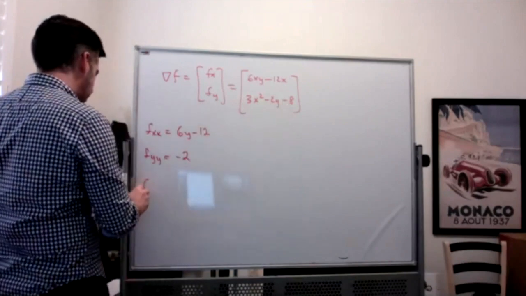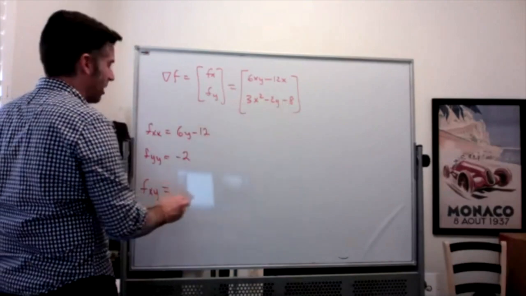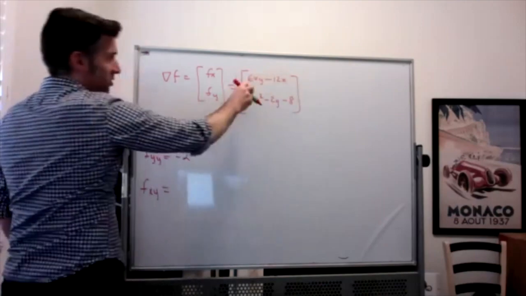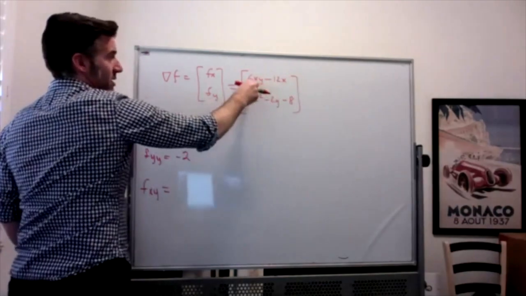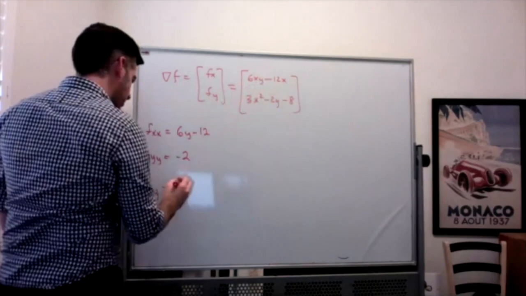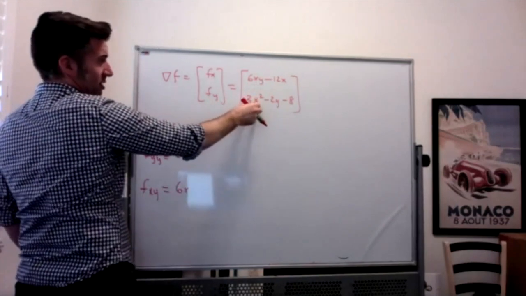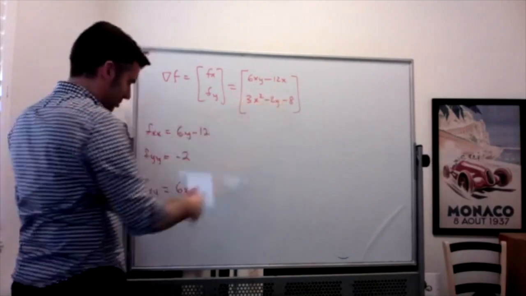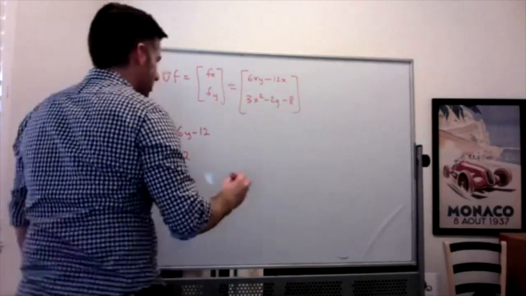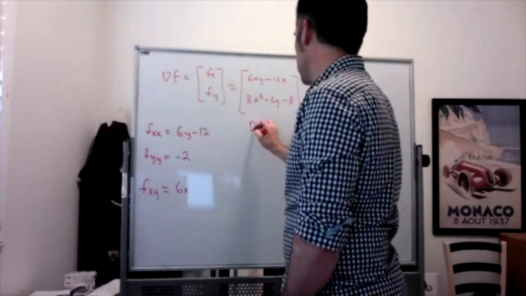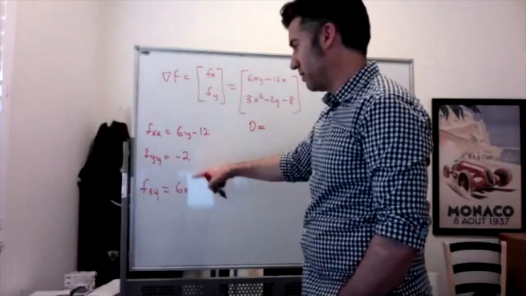And then finally, the mixed partial should be the same either way. Here's fx. If you take the derivative of this with respect to y, you're going to get 6x minus 0. Fyx, if you take the derivative of fy with respect to x, you're going to get 6x minus 0. So good, 6x. So then D would equal this times this minus this squared.